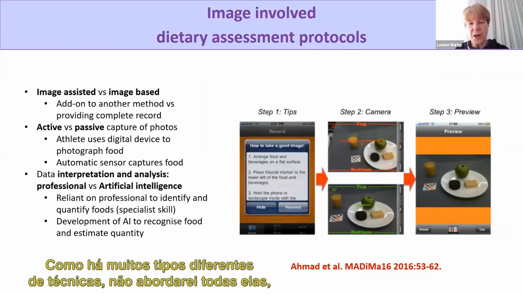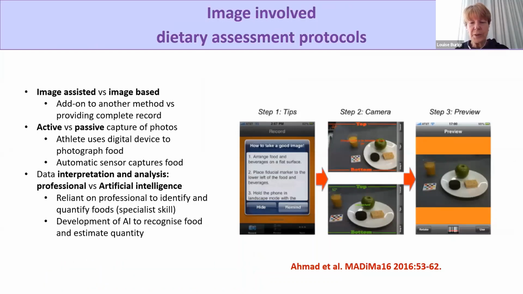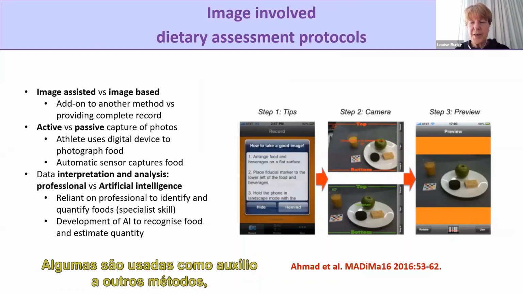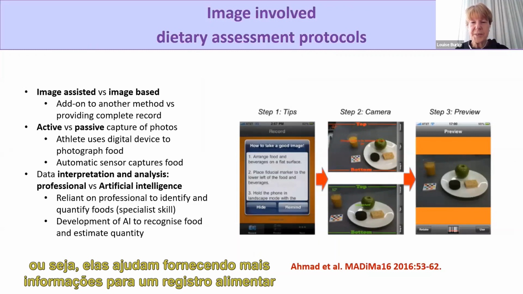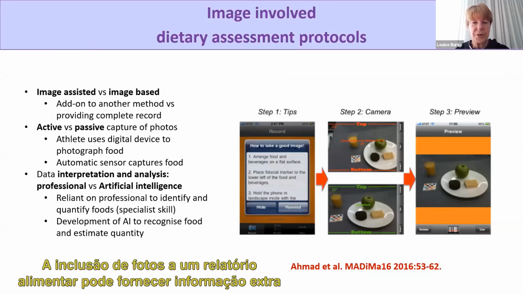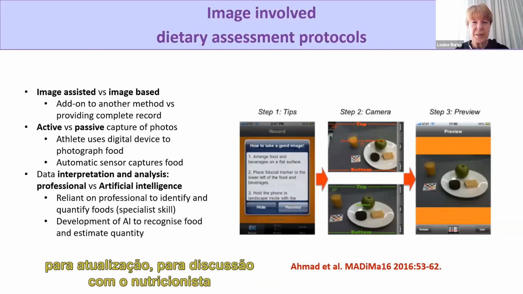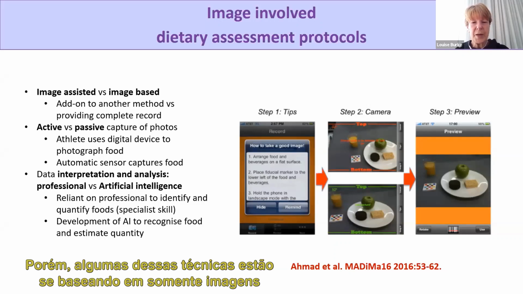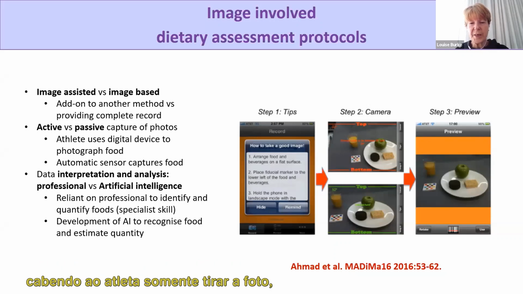Now, there's a lot of different kinds of techniques and I can't go into them all, but we can divide them into different sorts on a couple of different characteristics. Some are used as an assistance to another method, so they're just image assisting, giving more information to a food record that the athlete's already keeping. So adding photos to a food record can be helpful in adding extra information for the athlete to discuss with the dietitian, or for the dietitian to understand what the athlete's doing. But some of these new techniques are becoming image-based on their own. They're just requiring the athlete to take a photo rather than to provide any other material.